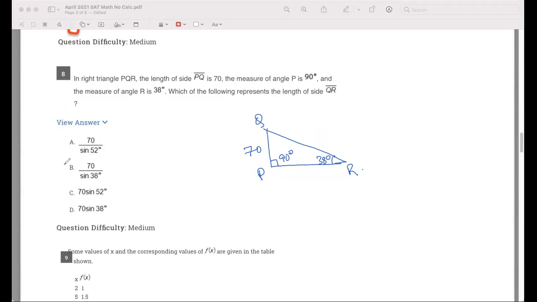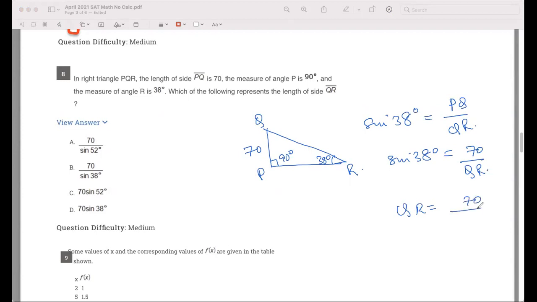Okay. So we are working with sine here, right? So if I take sine 38, that will be opposite PQ divided by QR, the hypotenuse. So sine 38 would be 70 divided by QR. So QR would be 70 divided by sine 38. So option B.